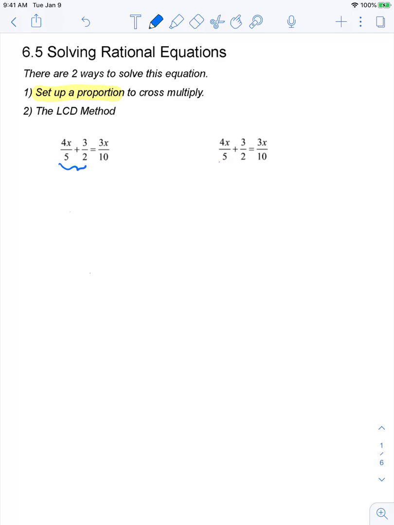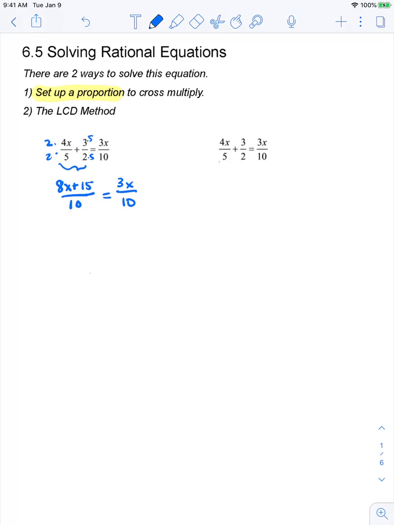All right, so we do that by finding a common denominator. With denominators of 5 and 2, my common denominator is going to be 10. So I'm going to multiply this first fraction by 2 and get 8x, plus, and I need to multiply the second fraction by 5. So it's 8x plus 15. And on the right side, we have a single ratio, so we don't need to change anything.